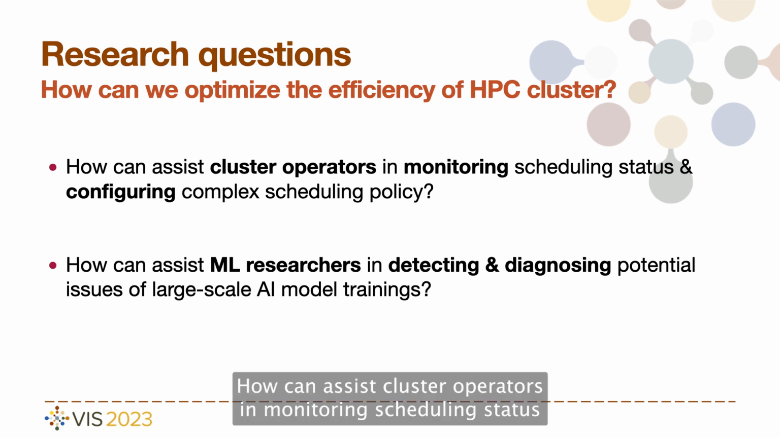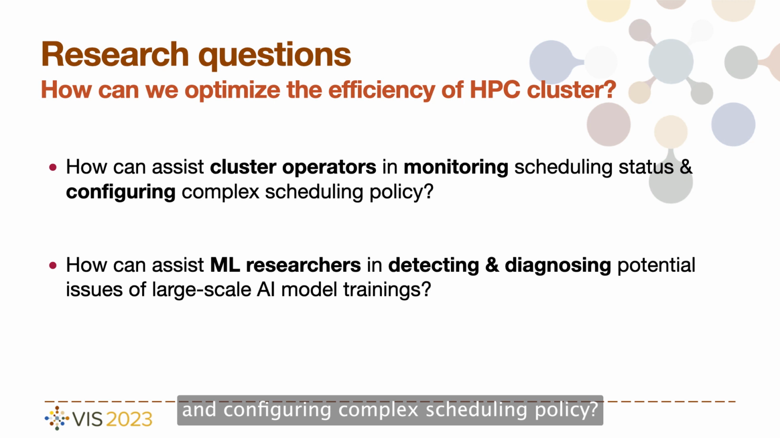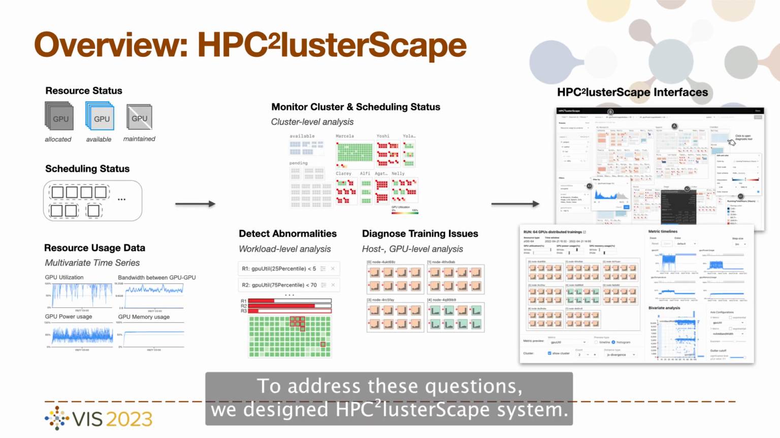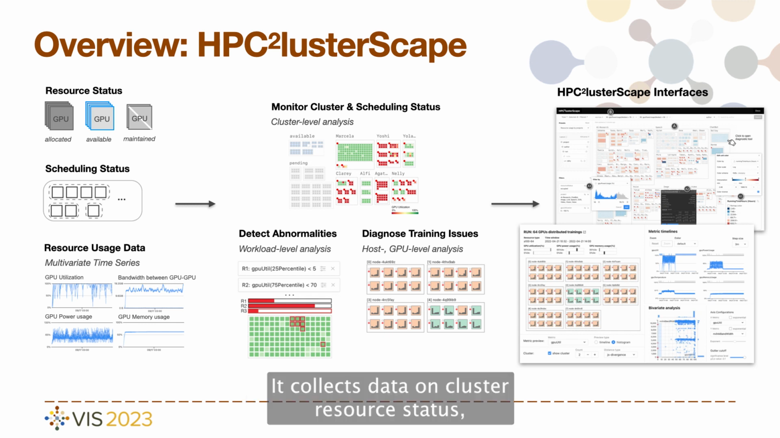Based on these challenges, we formulated two research questions. How can we assist cluster operators in monitoring scheduling status and configuring complex scheduling policy? How can we assist machine learning researchers in detecting and diagnosing potential issues in large-scale AI model training? To address these questions, we designed the HPCClusterScape system. It collects data on cluster resource status, scheduling pool status, and individual GPU usage.